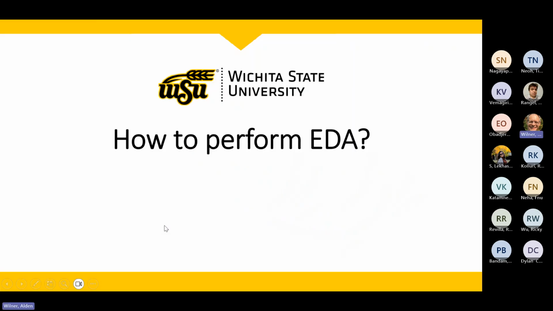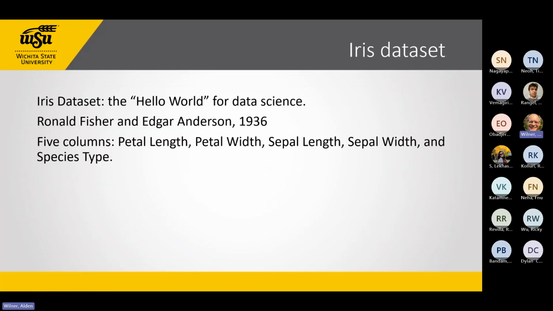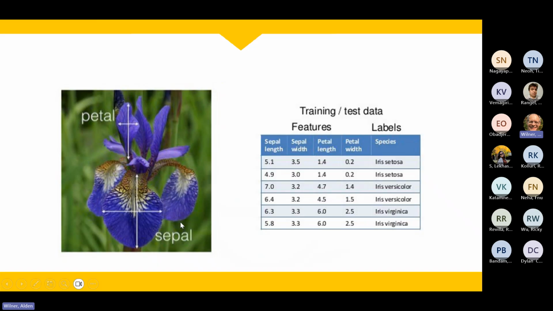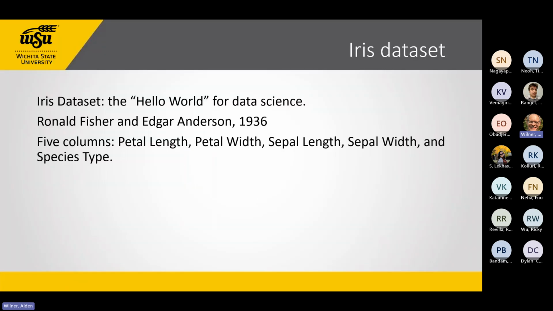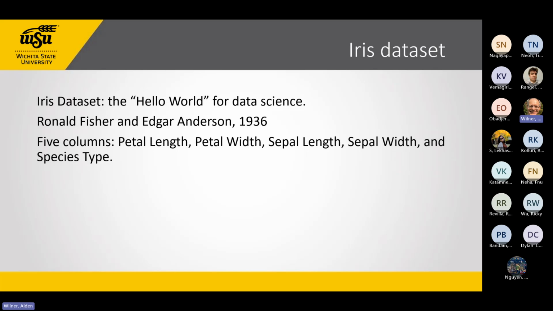So how do we perform it? Well, we're going to start with the IRIS data set. We're going to go through some of these slides, and then we're going to go back to the code and actually run the software and watch it work. The IRIS data set is basically, if you've studied computer programming languages, most of them start with a simple program where you type in hello world, right? So the IRIS data set is the hello world program for data science.